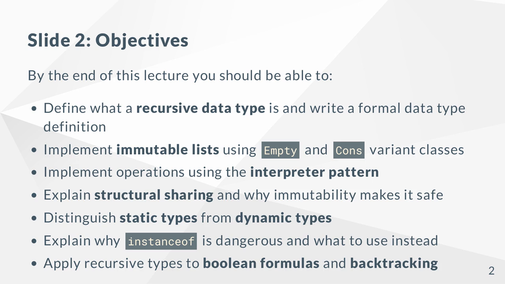You should be able to implement immutable lists using empty and cons, implement operations using the interpreter pattern, and explain structural sharing. You should also be able to distinguish static from dynamic types, explain why mutation is dangerous, and apply recursive types to Boolean formulas and backtracking.